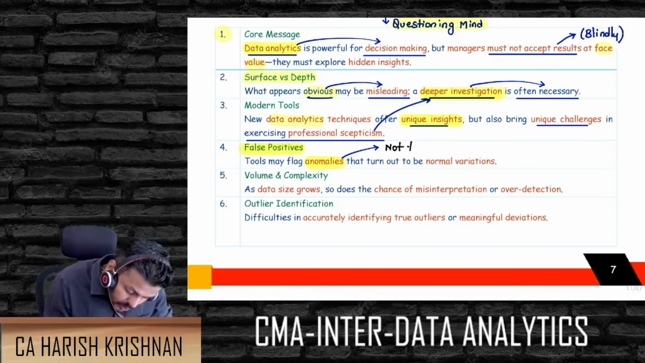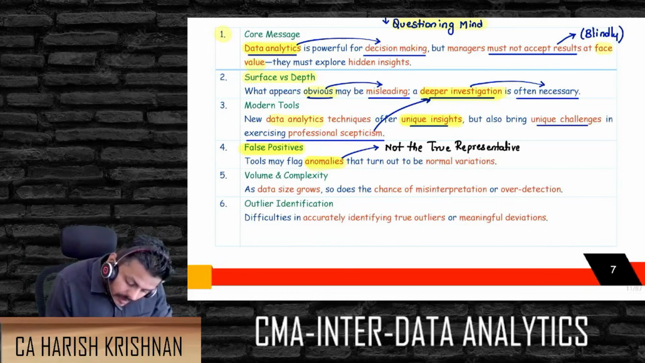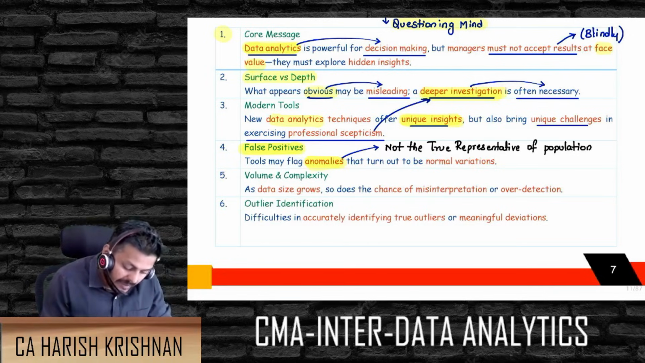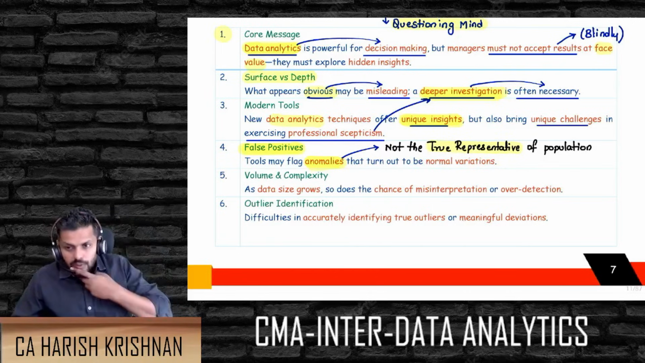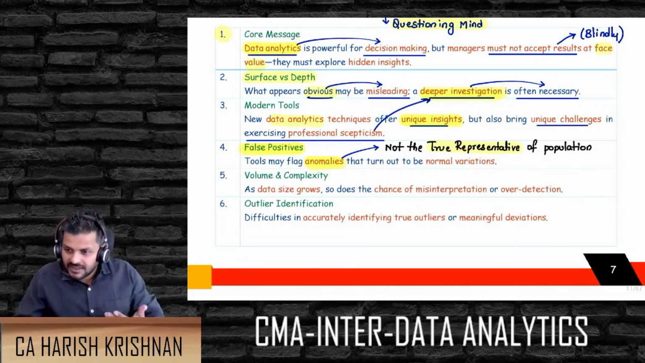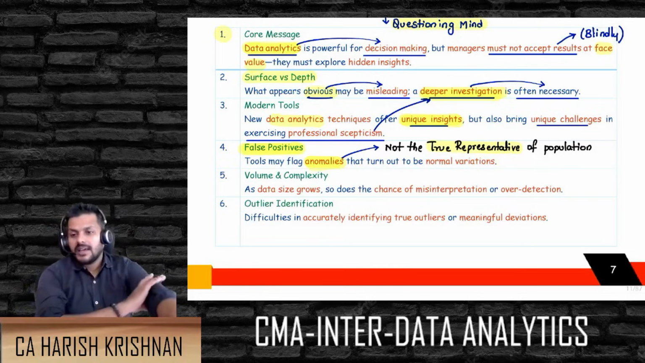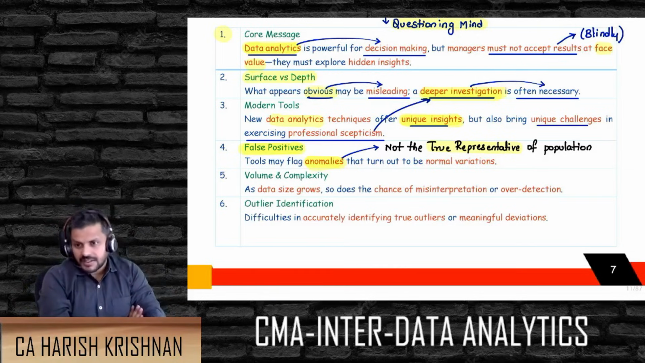Not the true representative of population. Say for example, one fellow went to attend a family function. Because none of the family members came, he went to represent the whole family at that function. Now after going there, he started behaving a certain way.